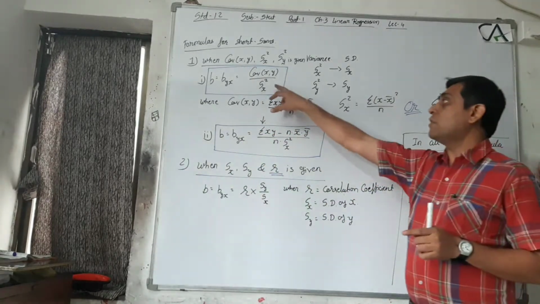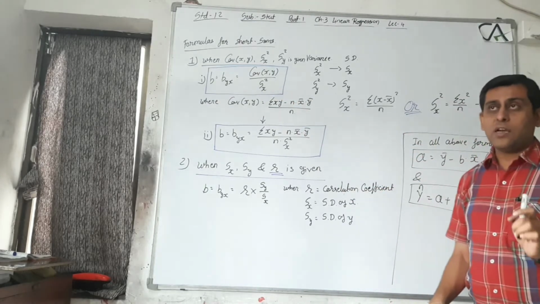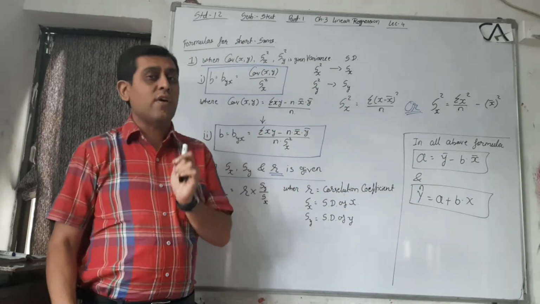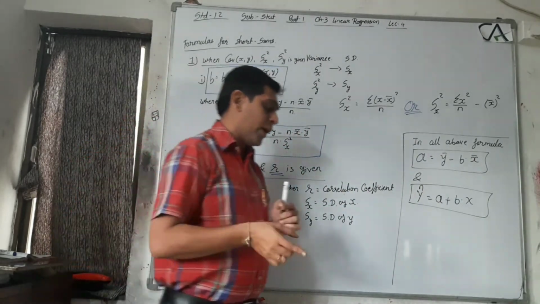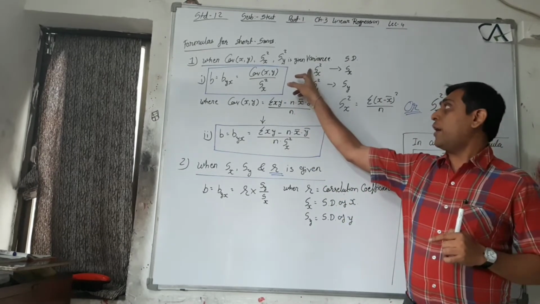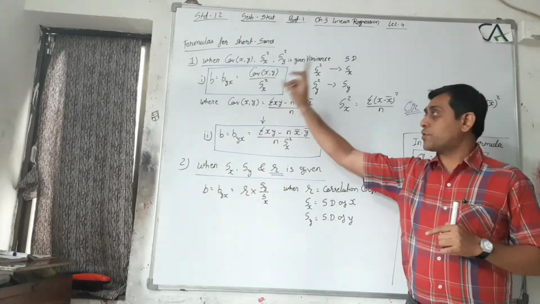When we need this formula, covariance of xy upon sx square, in the sum, if the standard deviation of x and standard deviation of y is given, we have to square the standard deviation of x, find the variance of x, and write it here and solve our questions.